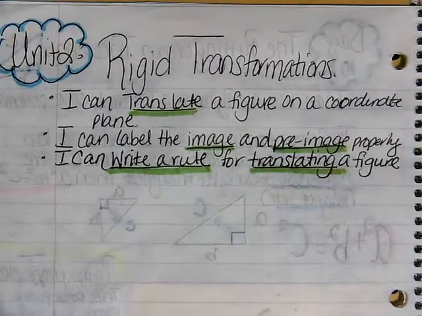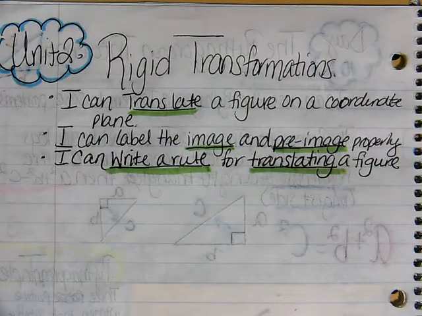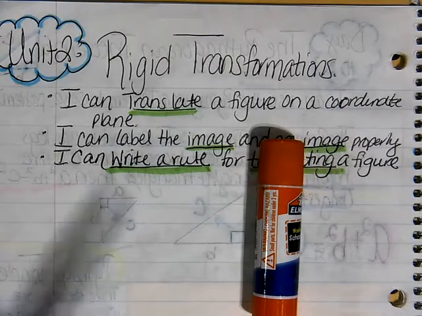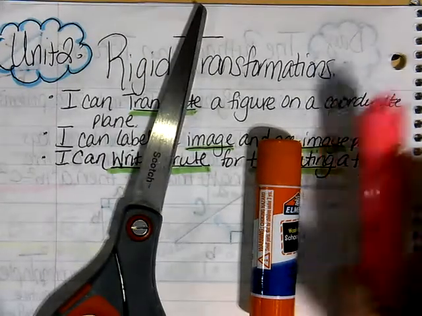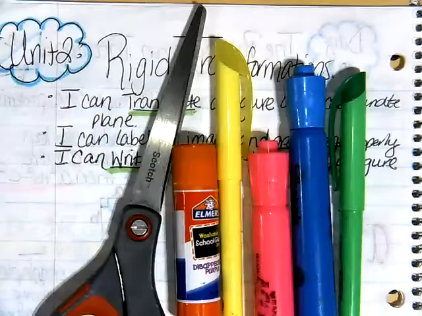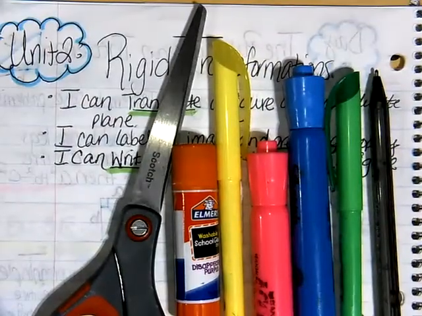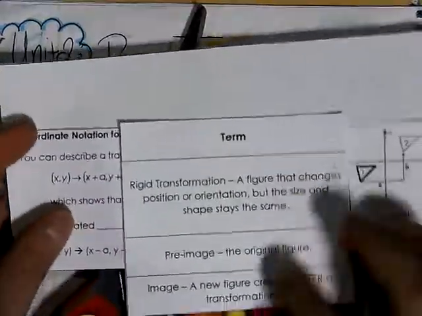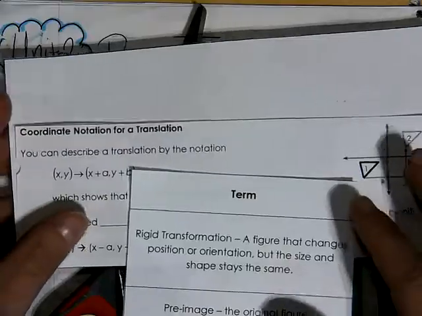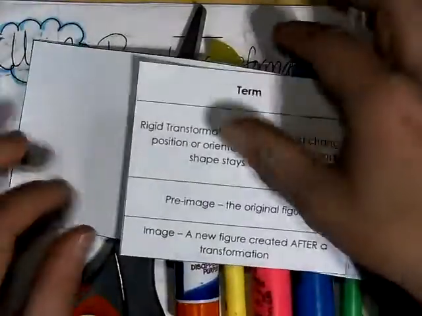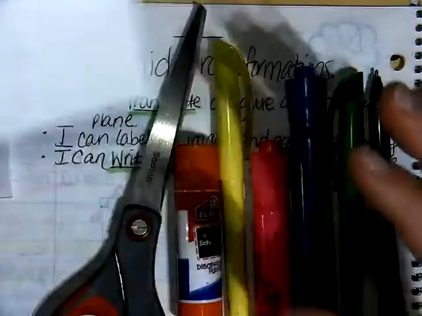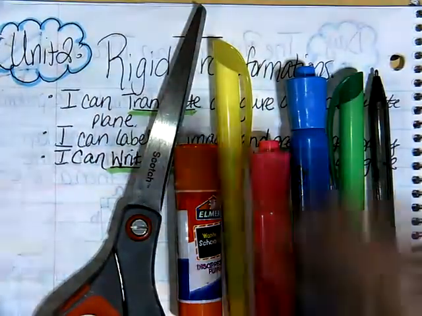Hi everyone, for today's lesson we are going to begin Unit 2, Rigid Transformations. For this lesson you will need to have the following materials. You'll need a glue stick or scotch tape, some scissors, some highlighters, something to write with, and you will need to print out the Unit 2 Day 1 cutouts and cut out all of these materials. These two pieces, the blank box and the terms, will go together and they will be the first thing that we will be using today.